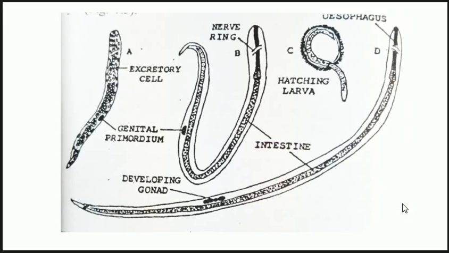So as you can see in this diagram, there are different stages. First you have the hatching larva, then the first and second stage larva, then the third stage larva, and this is the fourth stage or adult larva, where you get the esophagus, the developing gonad, the intestine, and the nerve ring is also there.